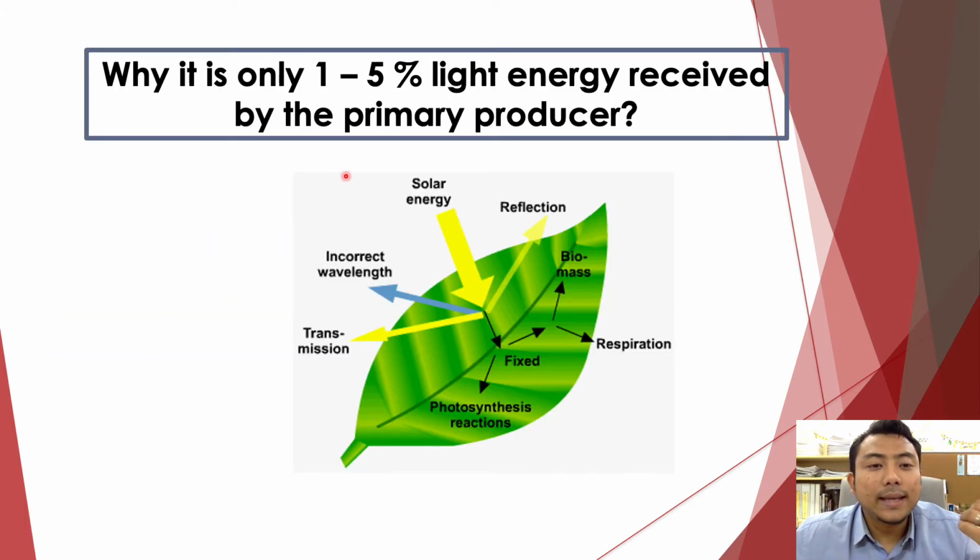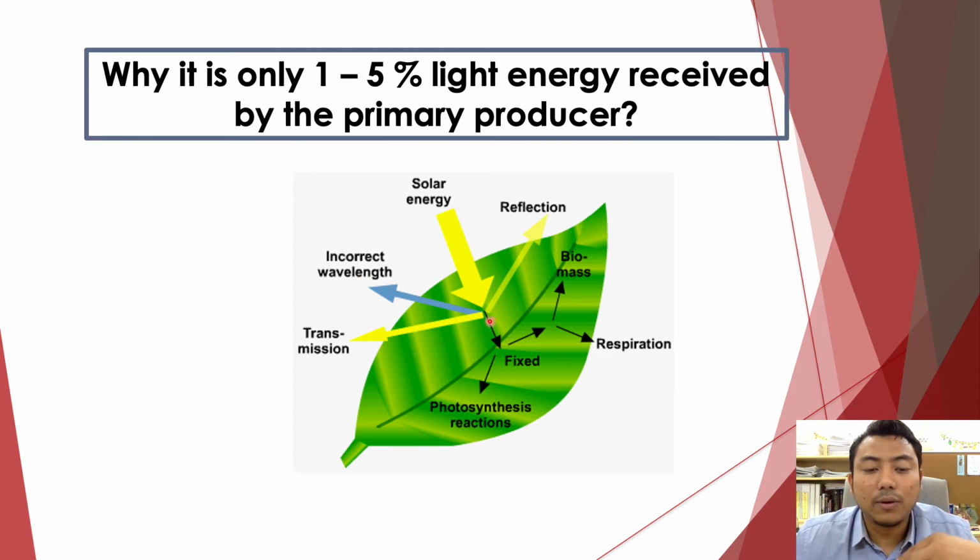Why it is only 1 to 5% light energy received by the primary producer? Okay, primary producer tu pokok lah. So here are the answers. Okay, number one, we look here. This yellow arrow here means the solar energy which landed upon the leaf, and then some of it when it landed on the leaf, it will be reflected. Sebab daun tu kan ada waxy cuticle kan, dia licin, so some of it is being reflected. Okay, transmission maknanya dia just lalu melepasi sahaja, or incorrect wavelength.